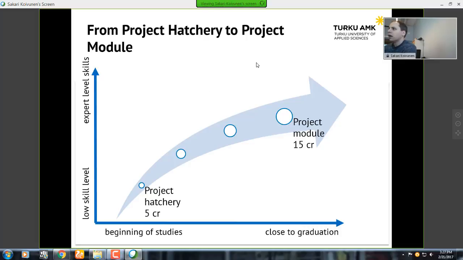And here you can see how it relates to the project hatchery. In the top left corner, you can see the project hatchery, which is just 5 credits. It's at the beginning of the studies, and the students have only a limited set of skills, so they are not too experienced yet. The project module, on the other hand, is in the upper right corner, and it's a bigger unit than the project hatchery. The students already have quite a lot of knowledge on their topic, so they know how to work with companies, and they have quite a good understanding of engineering, because I'm working with engineering students. So they have this module quite close to graduation, in their 3rd year.